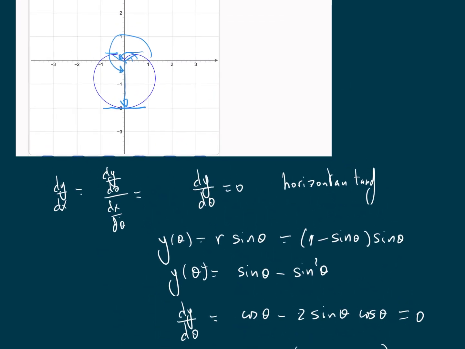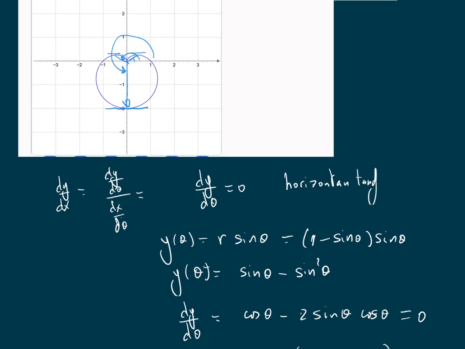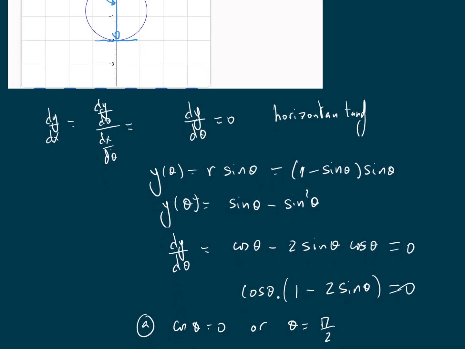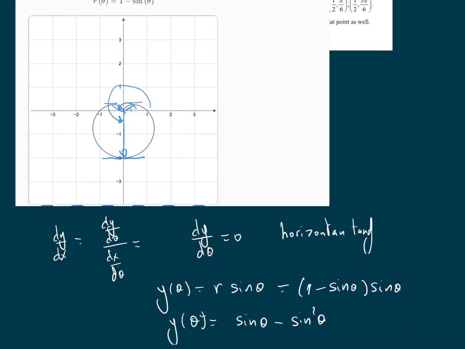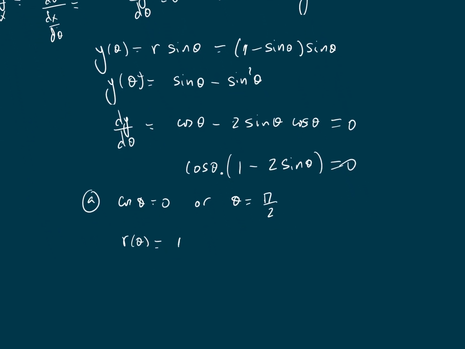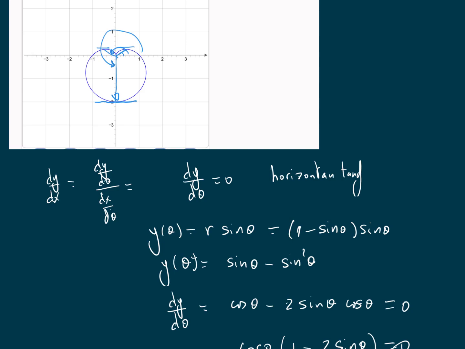Let me see the picture. When theta equals pi divided by 2, what is the r? r of theta is 1 minus sine of theta. So when theta equals pi divided by 2, r is 0. Oh, so I'm here at this point. Let me erase this. When theta equals pi divided by 2, I'm at r equals 0 here.